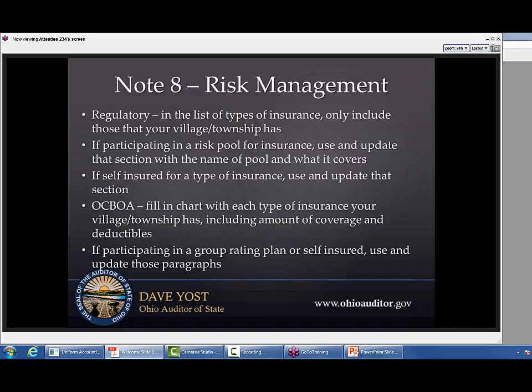A lot of times what we do, because we work with a lot of schools and a lot of cities and counties, they will actually send over their note to their insurance agent, and a lot of times the insurance agent will help them fill out their information. So if you have to fill out the chart and you are not sure what numbers need to go in there, you can always contact your agent for help, and hopefully they can help you out.